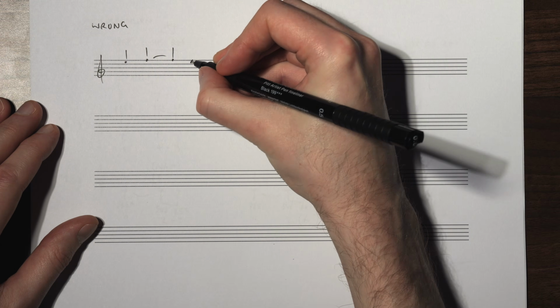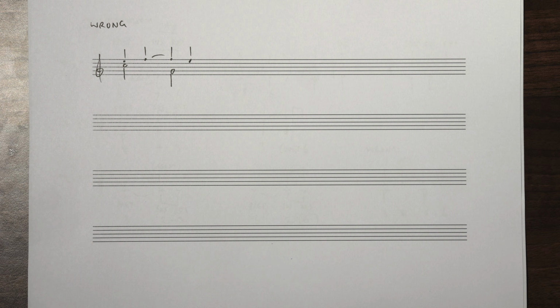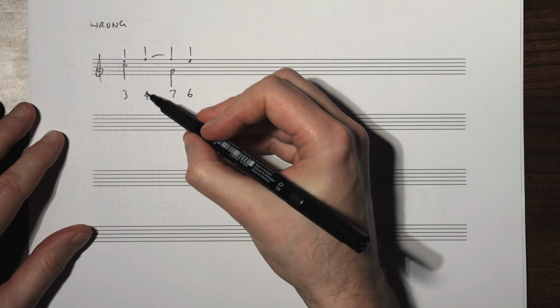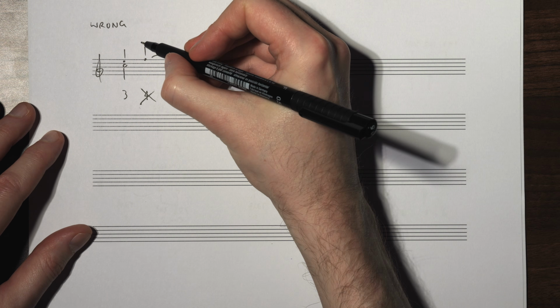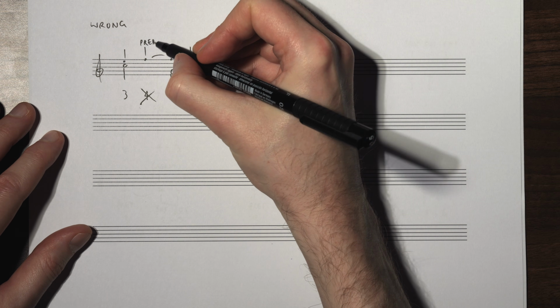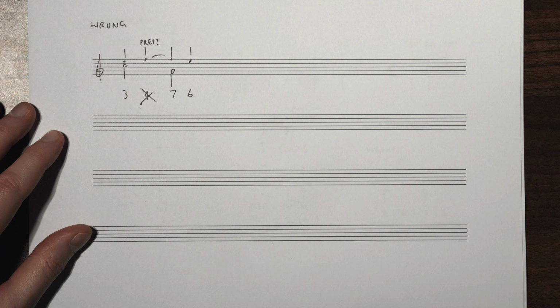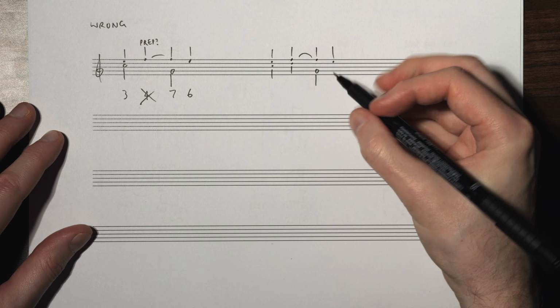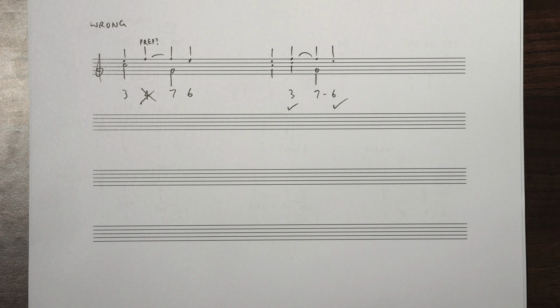Why is this suspension wrong? Because the preparation note F is a fourth above C, and in two parts a fourth is a dissonant vertical interval. The preparation has to be consonant. Correct. This F is really a syncopated neighbour note. A suspension would be prepared like this, for example.